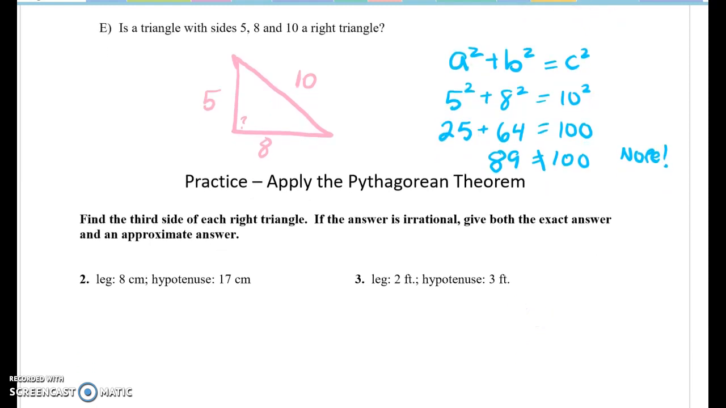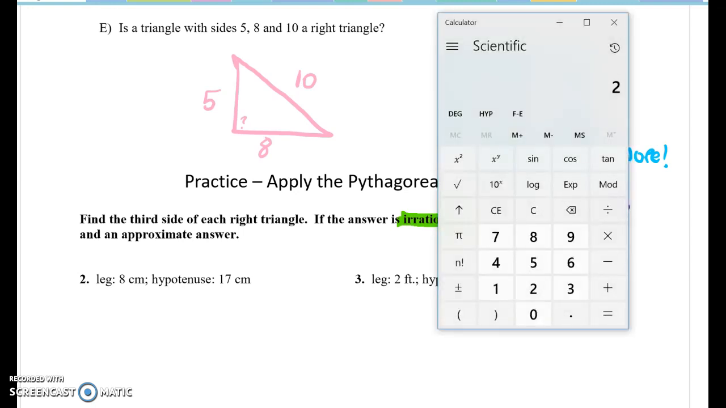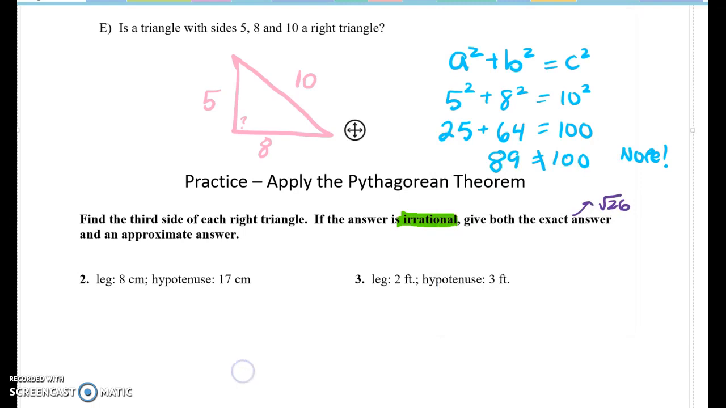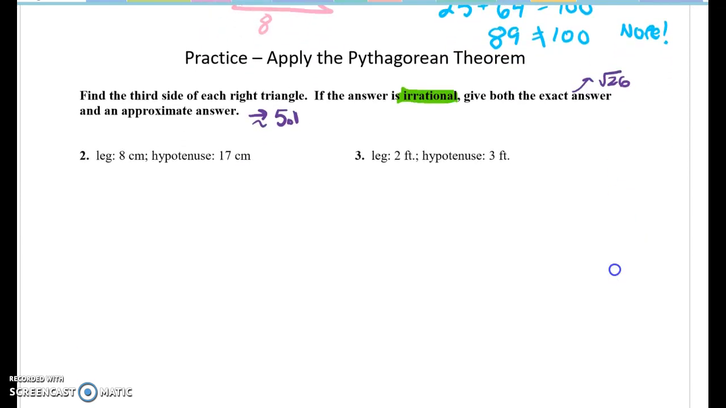Okay, so some of these are going to have pretty answers, and some of them are going to have irrational answers. So for example, if you got the answer root 26, you could give an exact answer, and that would mean a root, like root 26. We're also going to ask you for an approximate answer. So if I want to do root 26, I type 26 into my calculator, and I hit the square root button, and now I know that it's 5.099, so I'm going to write or 5.1. Okay? So for all of these, give it a try.